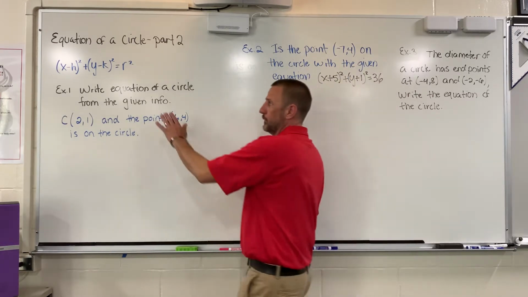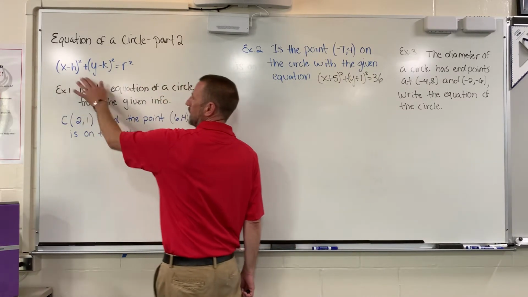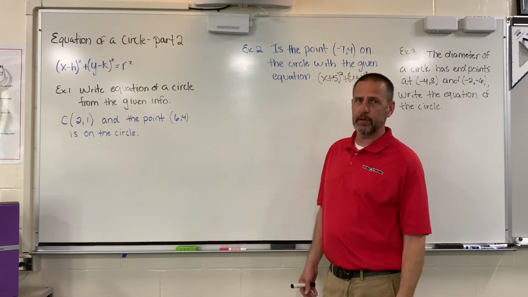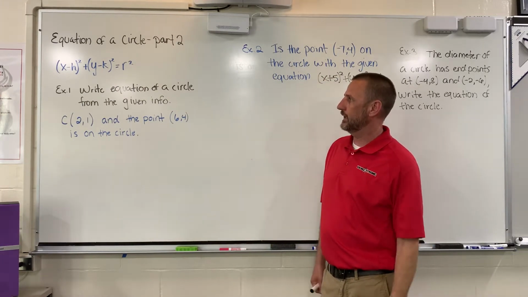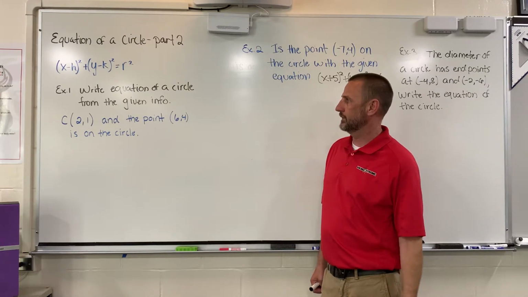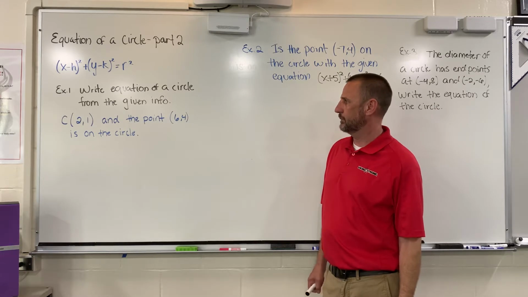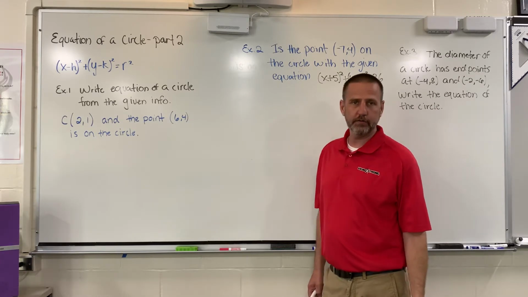So again, I wrote a formula from yesterday that we're going to be using. This is our equation of a circle. And I look at my first example just to jump right in and get started. It says write the equation of a circle from the given info, and it says center 2, 1 and the point 6, 4 is on the circle.